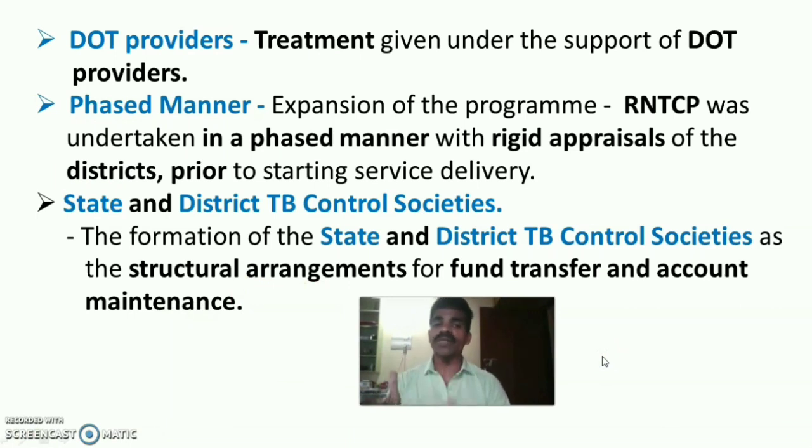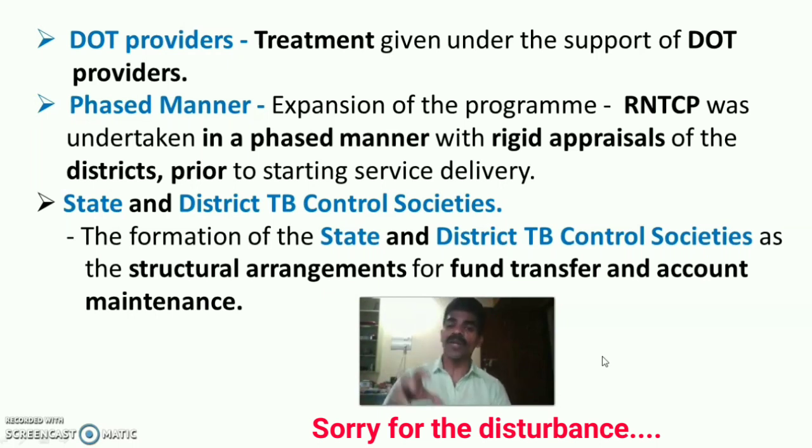Then about the introduction of the DOT providers. The DOTS treatment was given under the support of a DOT provider, which was also introduced through RNTCP. Then the phased manner. The services of RNTCP expanded as phase 1, phase 2, phase 3. So RNTCP was undertaken in a phased manner with rigid appraisal. Appraisal means rigid monitoring and evaluation of each district. So prior to introduction of RNTCP, there was strict monitoring and appraisal or evaluation of the district for the services. So that is about the phased manner.